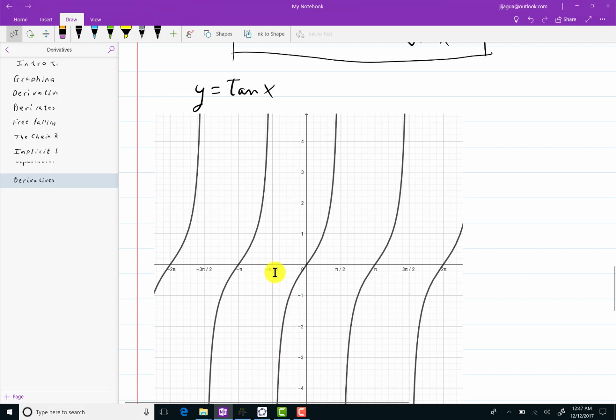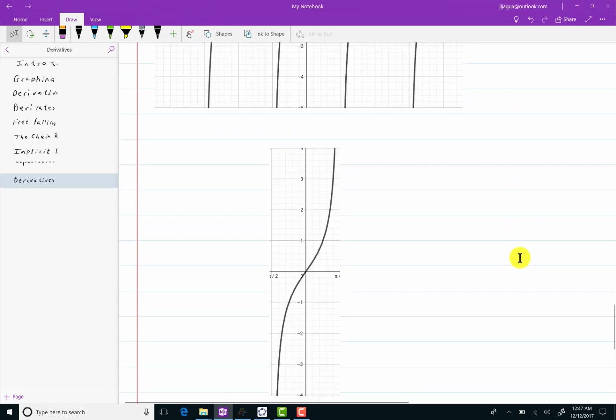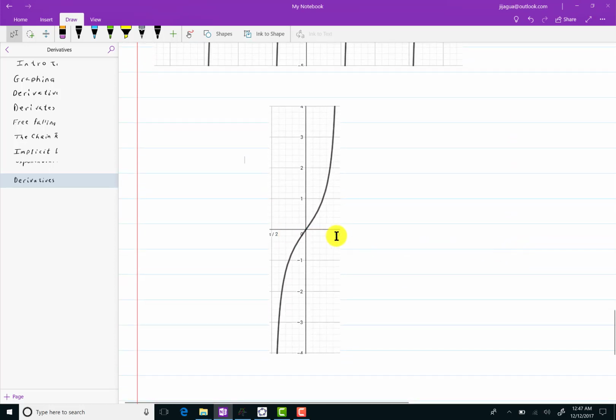So I'm going to pick between negative pi over 2 and pi over 2. I didn't pick it, but that's the one that is always picked. But you get the idea. Negative pi over 2 to pi over 2 will be the function we're considering. So let's list this. The function f of x equals tangent of x.